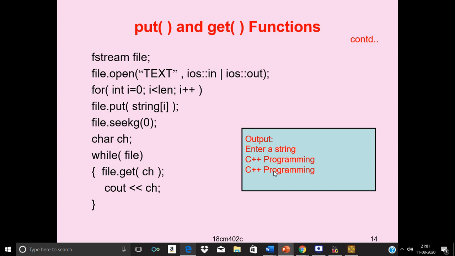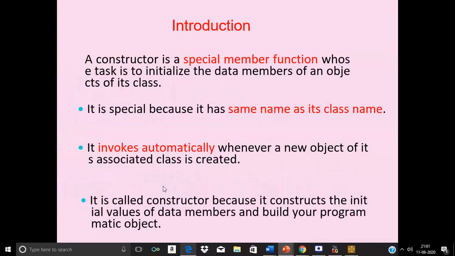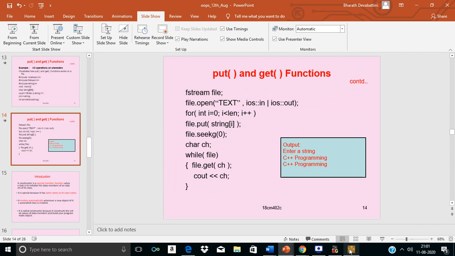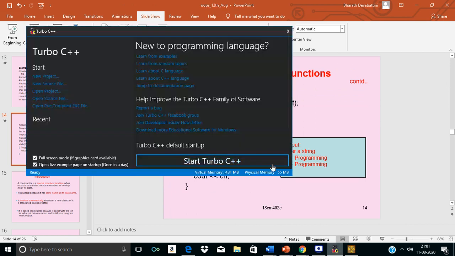So the output will be like this. Enter a string. First it asks us, if we enter C++ programming, I directly get it written into the file character by character, and from the file we are going to access it. Okay, this is the program. Now we'll try to execute this program.